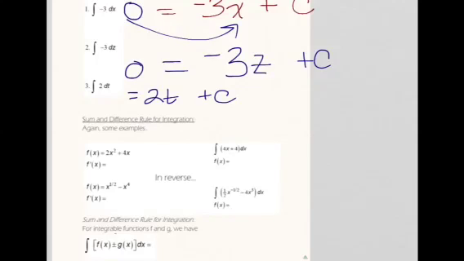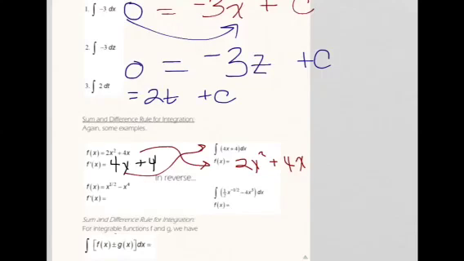So there's a sum and difference rule for integration, which again shouldn't really be very surprising. It works the same way as it did for the derivative. So if f of x is 2x squared plus 4x, the derivative better be 4x plus 4. So again, if we work backwards, same idea. They're going to swap places. The antiderivative of 4x plus 4 better be 2x squared plus 4x.